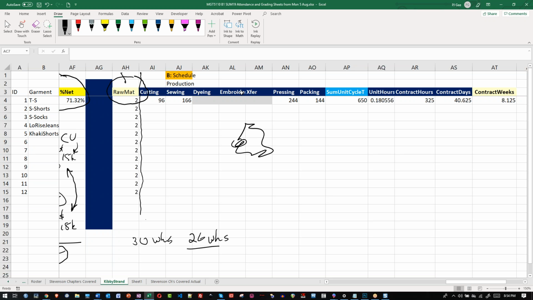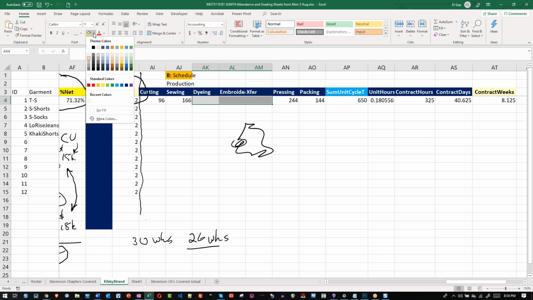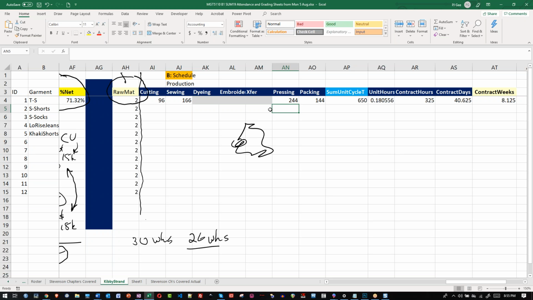T-shirts do not take dyeing, embroidering, or transfer, so they're grayed out. I just gray them out. Grab the cells, go to the home menu, and grab the bucket full of gray and pour it in there. That is a visual. If you go to sport shorts down here, I don't remember offhand what processes it uses. I think it doesn't use pressing, embroidery, or the hot air transfer, so it only uses three processes. I would dump a whole bunch of gray in there.